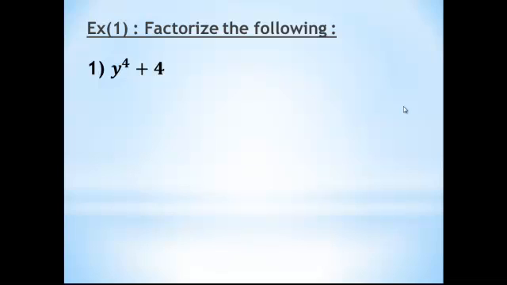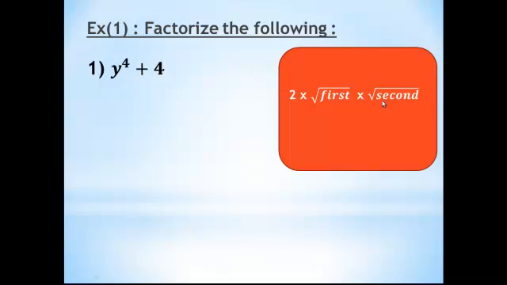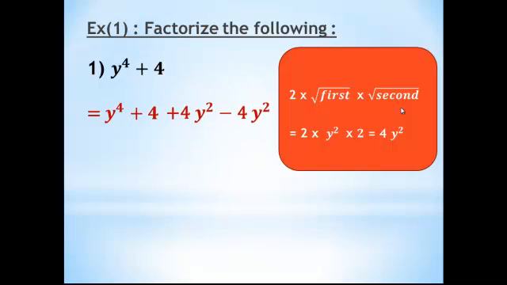This expression was not studied before. It's not the difference between two squares, and also it's not the difference or the sum between two cubes. So we have to complete this to be a perfect square. You have to add and subtract 2 by root the first by root the second, because this expression consists of only 2 terms, but if you have 3 terms, 2 by root first by root third. So 2 by root the first, y power 2, and root the 4 equals 2. 2 by 2 equals 4y power 2. So y power 4 plus 4 will stay the same, and you have to add and subtract 4y power 2.